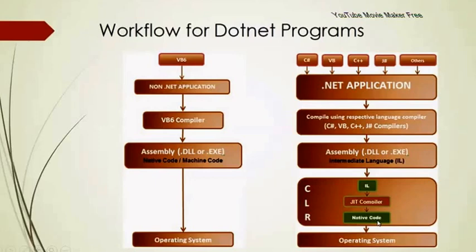Since a .NET assembly is in intermediate language format and not native code, .NET assemblies are portable to any platform as long as the target platform has the CLR. The target platform's CLR converts the intermediate language into native code that the underlying operating system can understand.